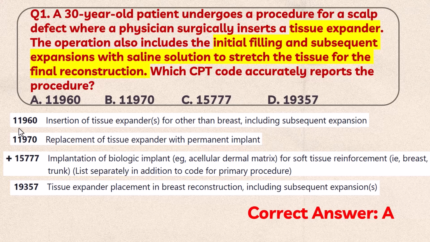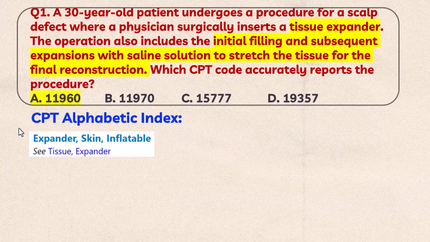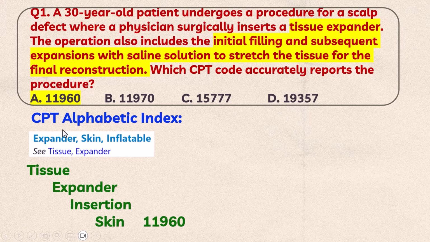So if you encounter this case in a real working scenario, you have to use the CPT alphabetic index. When you go to the CPT alphabetic index, first you have to go to the main term, that is expander. So go to expander, it says skin, inflatable. Further down it says see tissue expander. So again you have to search for the tissue expander. Once you go to the tissue expander, go to the subcategory of insertion, then skin. It will lead you to the code 11960. Again go back to the tabular list and confirm the answer. Once you confirm, the correct answer will be answer A.